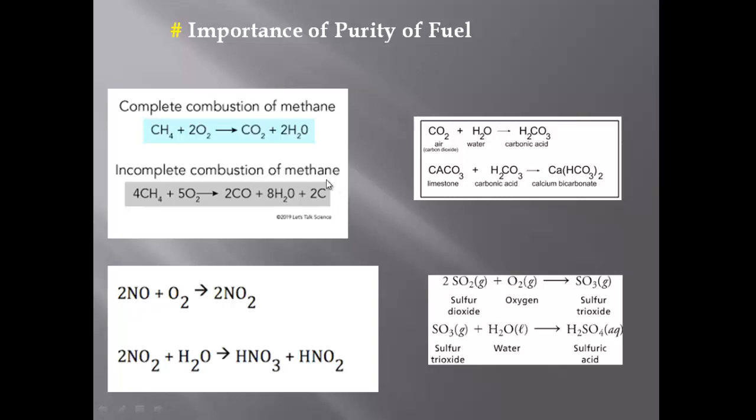So we will always try to use pure fuel, and before using, at first we have to refine the fuel, then use it. If we refine the fuel and remove these toxic chemical substances from it, then that fuel will not have any adverse effects. So maintaining the purity of fuel is very important.